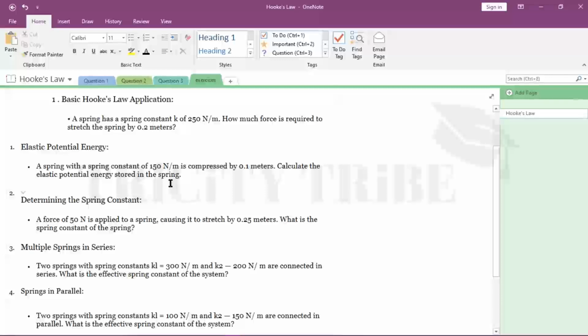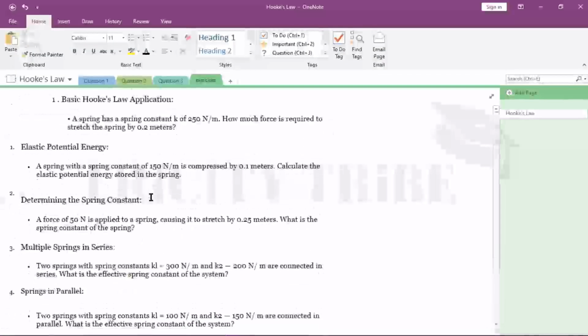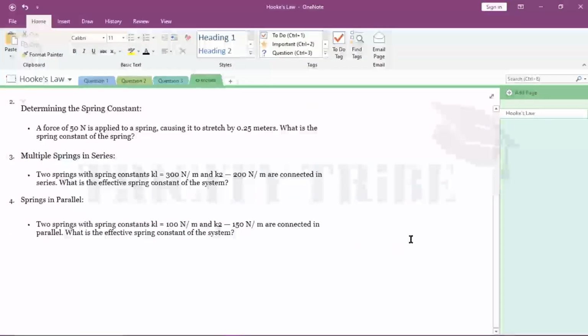Okay, these are some exercises I've typed out, and I want us to consider these questions. The first one is: a spring has a constant of K equals 250 Newton per meter. How much force is required to stretch the spring by 0.2 meters? So for question one, let's get started.